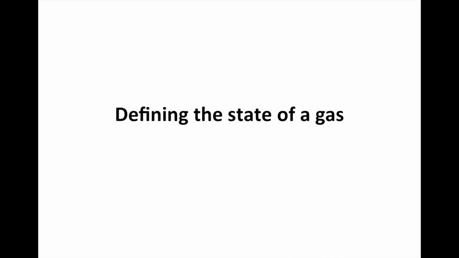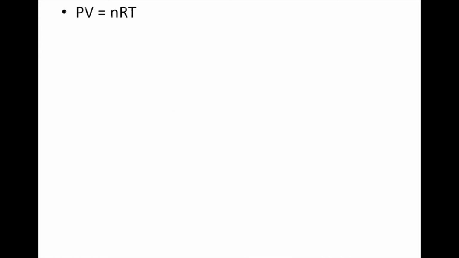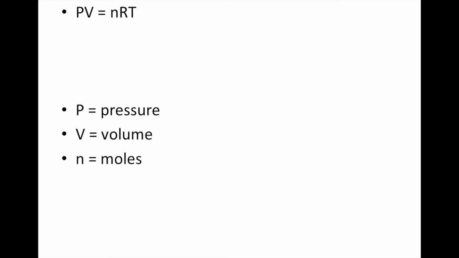Defining the state of a gas. The ideal gas law, PV equals nRT, explains what must happen to an ideal gas when its pressure, volume, or temperature change. When you introduce change on one side of the equation, the other side will have to adjust in order to keep the equal sign. P stands for pressure, V for volume, n for the number of moles, R is the gas constant, and T is temperature.